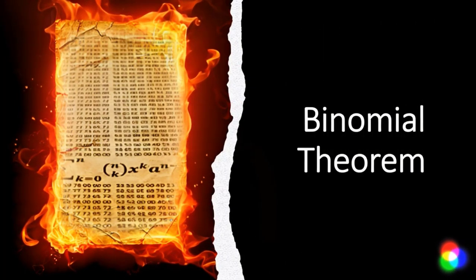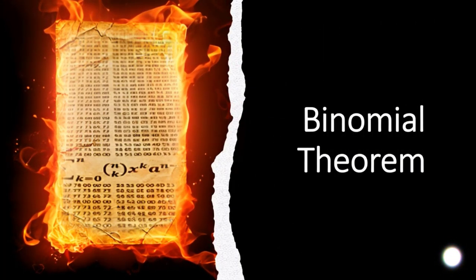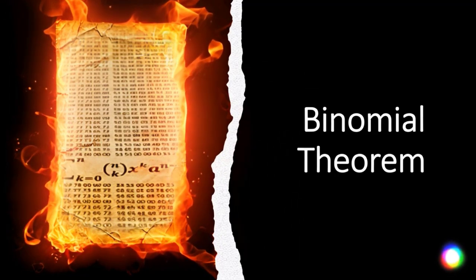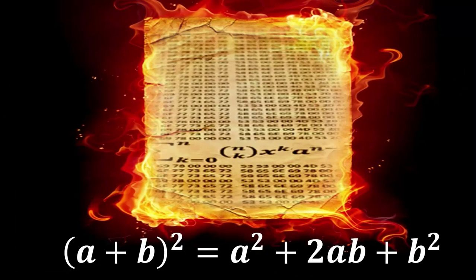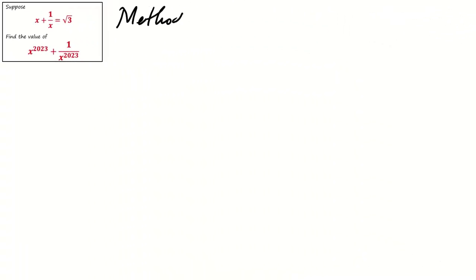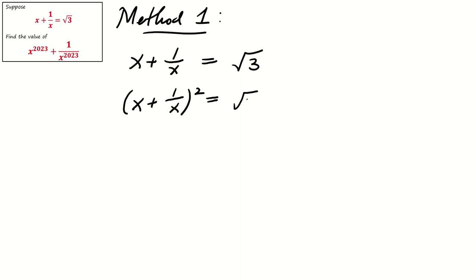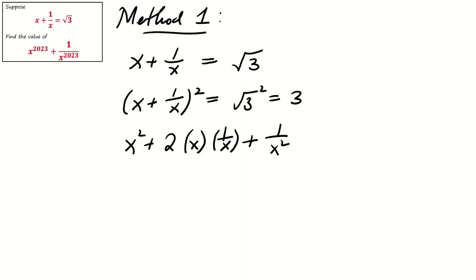In our initial approach to tackle this challenging problem, we turn to the binomial theorem. To set the stage, we will focus on the fundamental expression of a plus b squared, which is a squared plus 2ab plus b squared. Given x plus 1 over x equals square root 3, by squaring both sides, we get the equation x squared plus 2 plus 1 over x squared equals 3. Simplification allows us to arrive at x squared plus 1 over x squared equals 1.